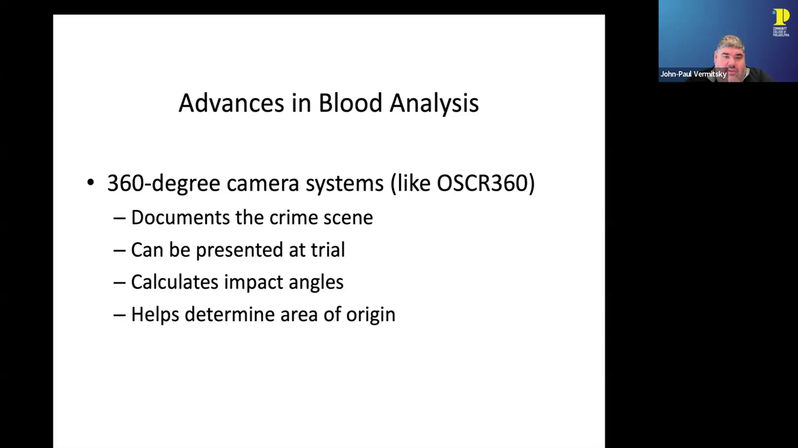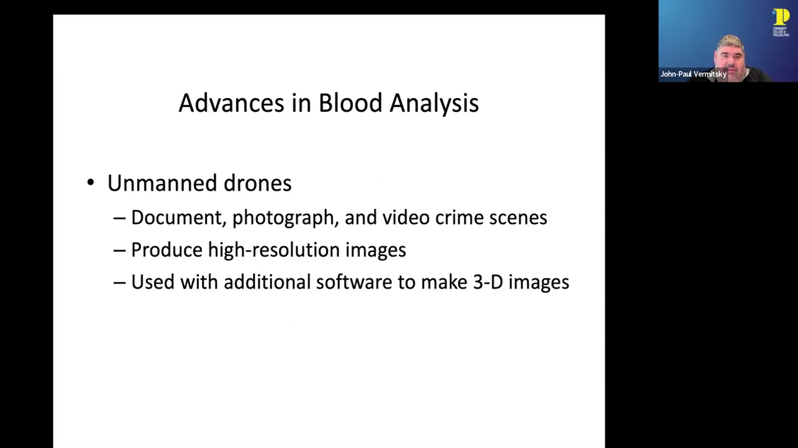You could also use a 360-degree camera system. This will document the crime scene. It can be presented at trials. It calculates impact angles for you, and it helps to determine the area of origin. This is also, again, very importantly, documenting the crime scene, because at some point the crime scene will not exist. At some point the crime scene will be cleaned up, and the trial could be a year, 2 years, 3 years down the road. So you want to make sure you have adequate documentation on everything.